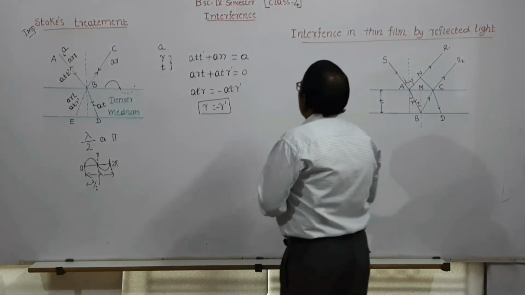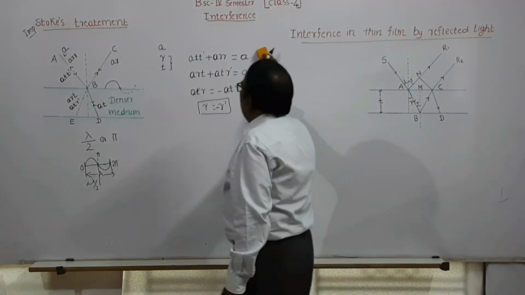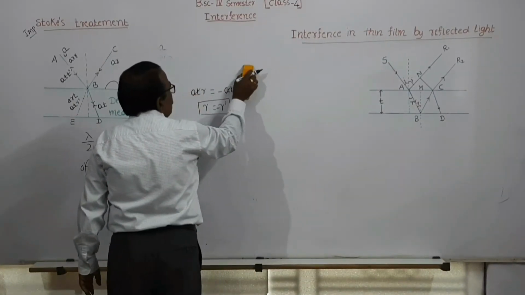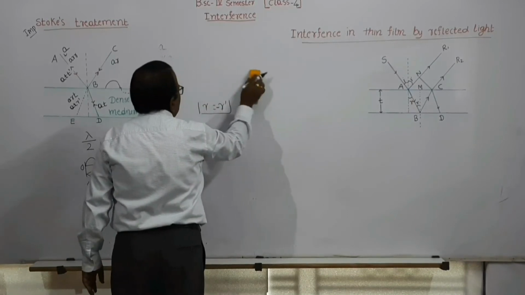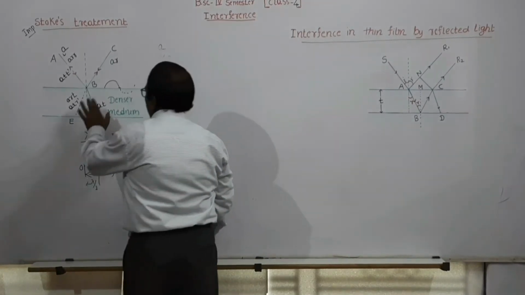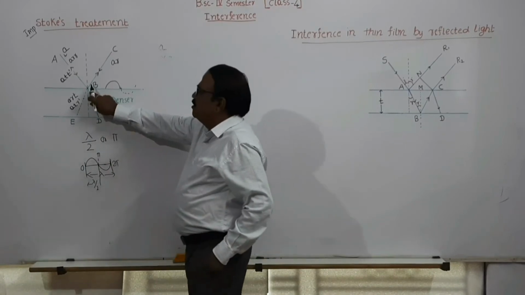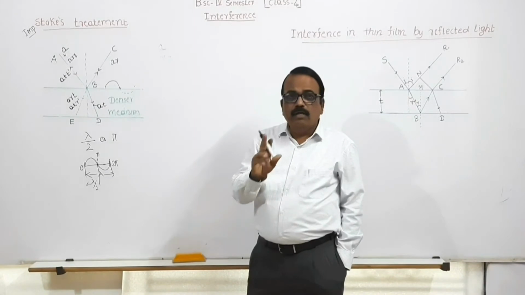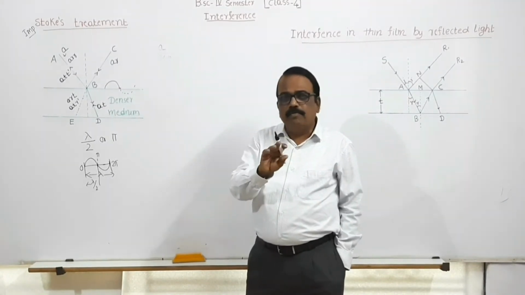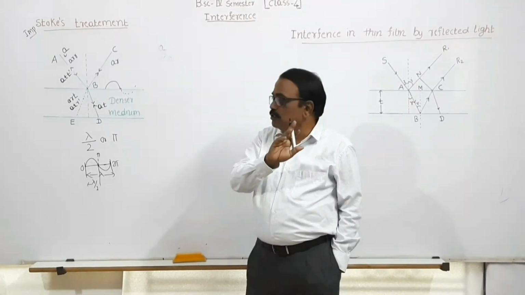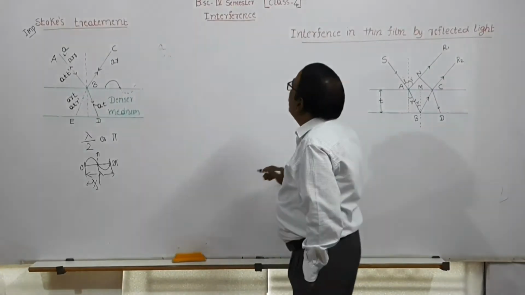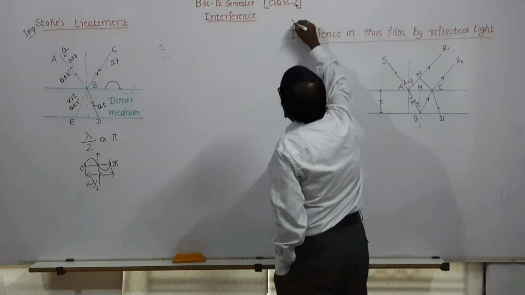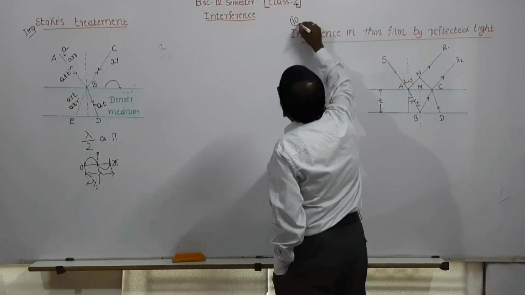Then after that, you have to study interference in thin films by reflected light. You have to remember this: if the light is reflected from the denser medium, it is accelerated by lambda by 2. If it is reflected from the rarer medium, the wave is not accelerated at all. Now, interference in thin films by reflected light. They will ask this as a 10-mark question.